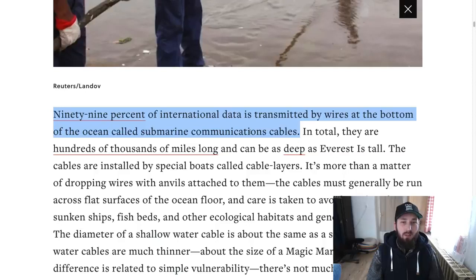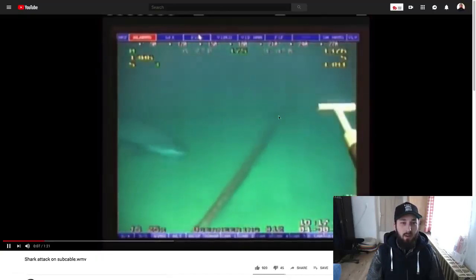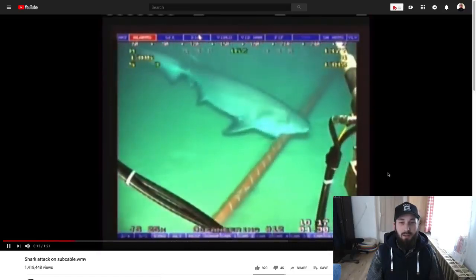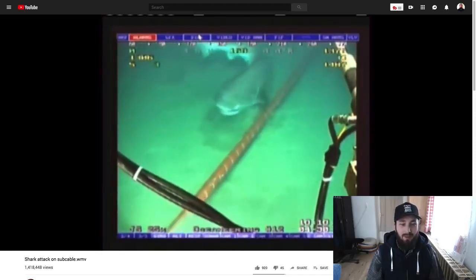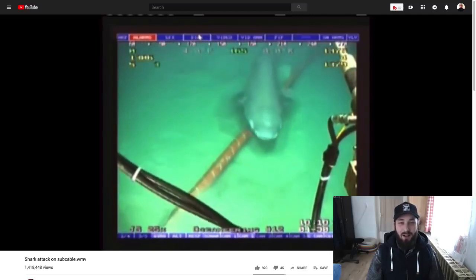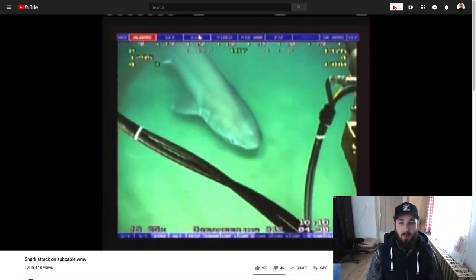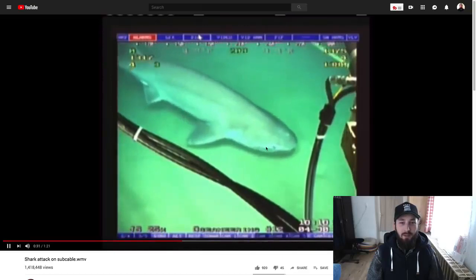99% of international data is transmitted by wires at the bottom of the ocean called submarine communication cables. Point two, sharks are trying to eat the internet. I mean, give me a break. Let's have a look at this. They are showing us that there is this cable under the ocean, and there's the shark coming, and he just wants to bite through it because it looks like fish or something. Honestly, why would a shark go to the internet cable and want to dismantle it? What the hell is the sense in this? This shark is an actor. Nothing else. It's just an actor.